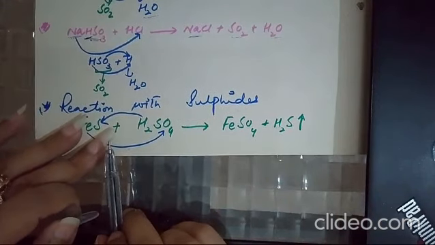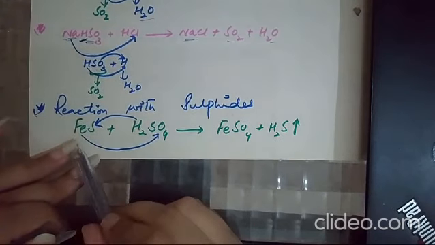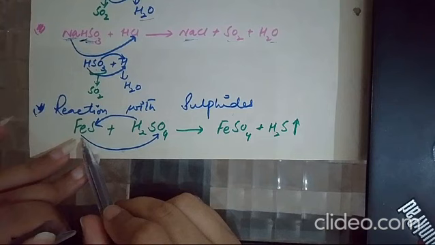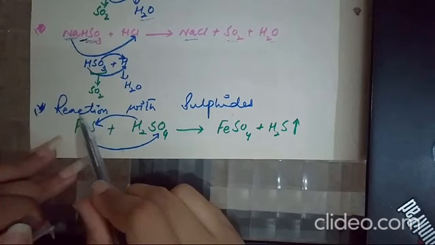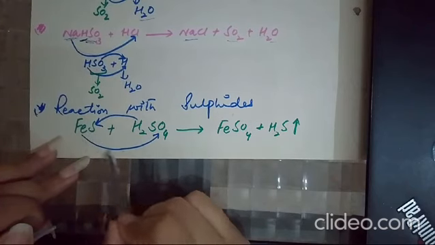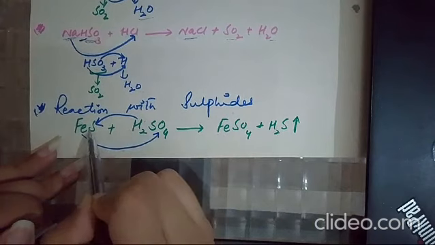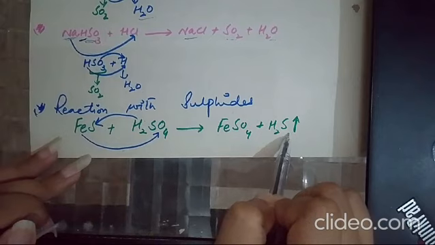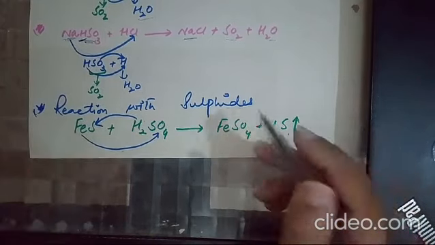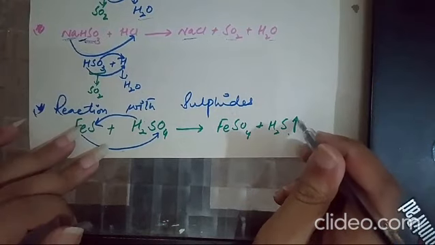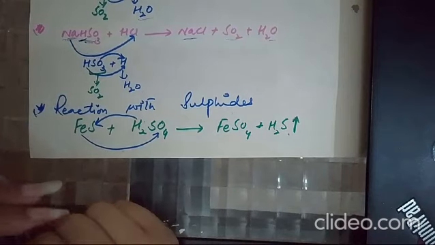Now the last reaction of this property is the reaction with sulfides. A very simple reaction with a similar mechanism again. The first element moves towards the last one, FeSO4, and H2 combines with S and forms hydrogen sulfide, a gas released. The arrow shows the liberation of this compound in the form of a gas.